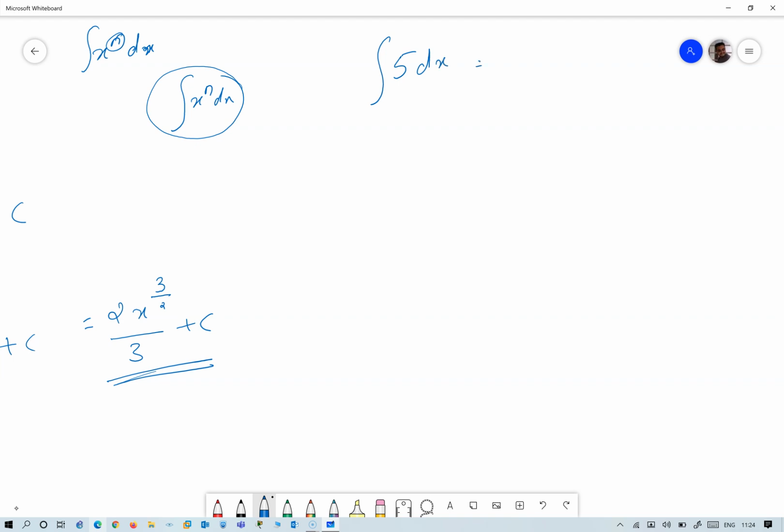Integrating a constant is very simple. You just add the variable x alongside the constant, plus c. So here we are integrating 5 with respect to x, and hence you just have to put x here. If you were integrating integral 5 dy, the answer should be 5y plus c. If it is integral, let's say, 7 dz, this will be 7z plus c. As simple as that.